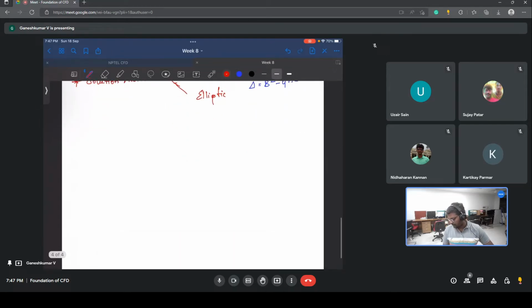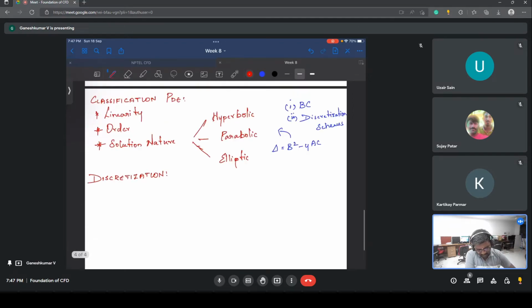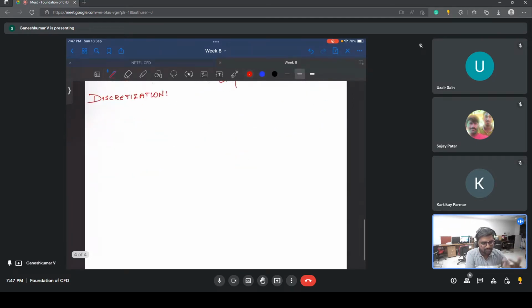After this, what we entered was an important part of CFD, which is discretization, right? So what is discretization? You cannot solve a PDE because it is complex in nature. You can't solve it by hand.